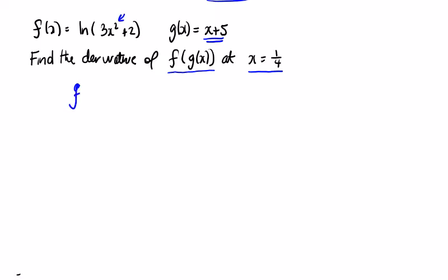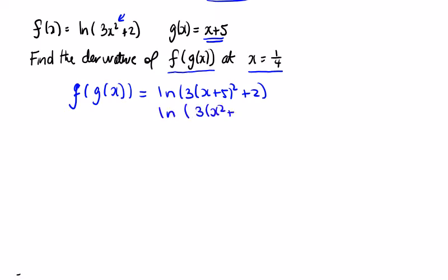So f of g of x is equal to the natural log of 3 times (x plus 5) squared plus 2, which is the natural log of 3 times (x squared plus 10x plus 25) plus 2, which is the natural log of 3x squared plus 30x plus 75, and I'm going to have to add that 2, so plus 77.